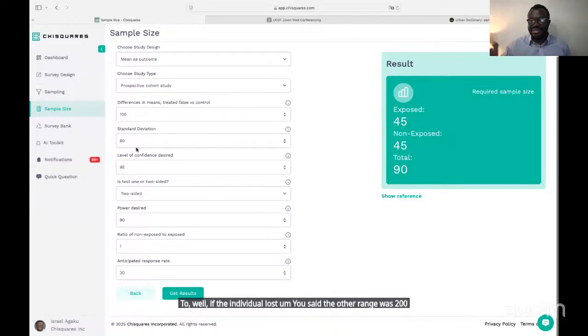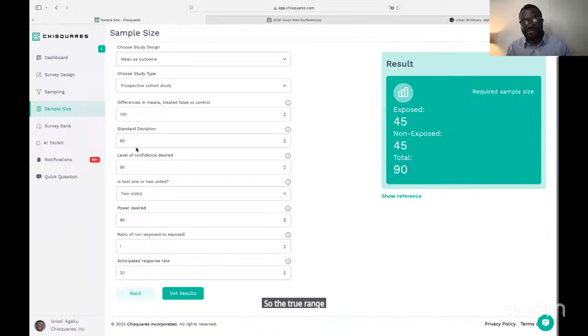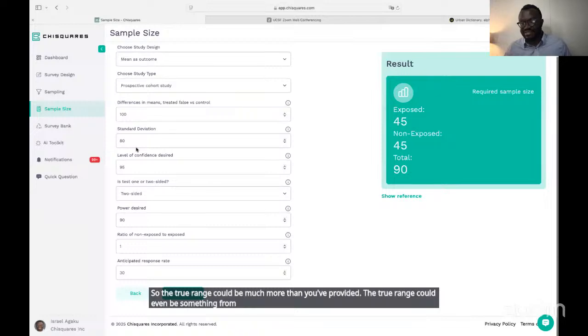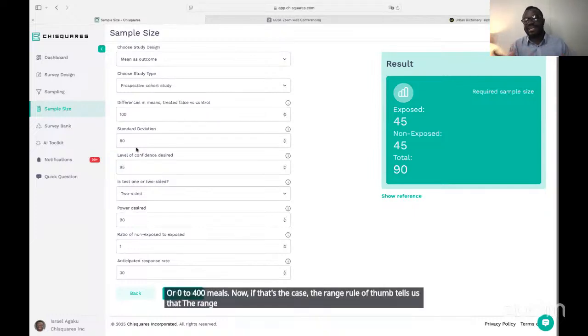That means that some individuals lost up to 200 mils. And it's also possible that some lost even higher. So the true range could be much more than you've provided. The true range could even be something from 0 to 300 mils or 0 to 400 mils. Now, if that's the case, the range rule of thumb tells us that the range divided by 4 gives us an estimate of what we should expect for one standard deviation.